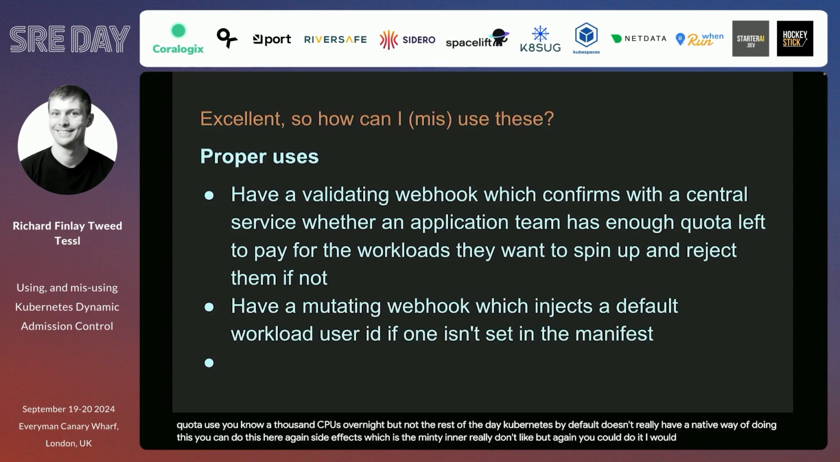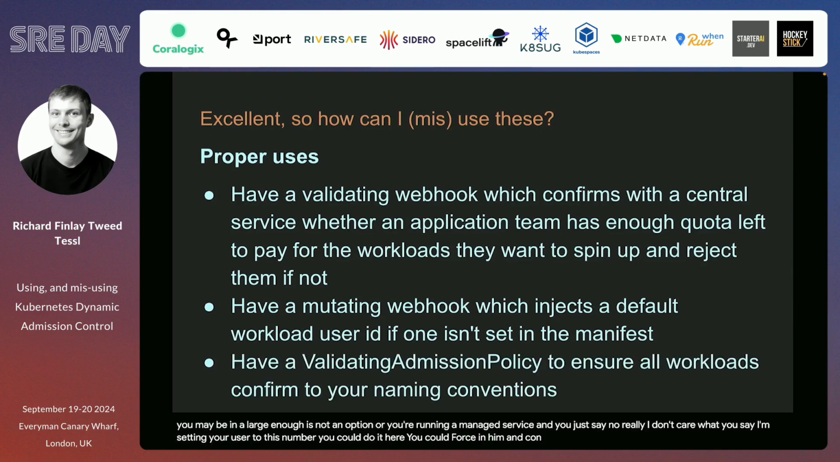I would recommend talking with your teams first and getting them to set their default workload IDs, workload user IDs. Don't run as root, run as some other user. But you may be in a large enough business where that's just not an option, or you're running a managed service and you just say, no, really, I don't care what you say. I'm setting your user to this number. You could do it here. You could force a naming convention this way. Like if it has to be department, team, workload for tracking purposes, auditing purposes, whatever else, you could do it this way. You can have the list of, like, it only conforms to these things.